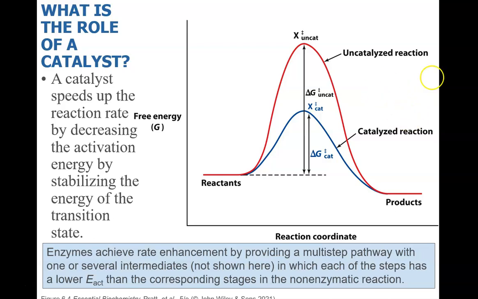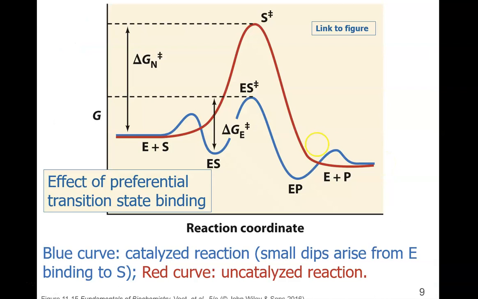But the point that is trying to be made here is that the catalyzed reaction will have a lower activation energy, and its transition state energy is going to be lower. So one of the roles, there are many roles of the enzyme, but one of the roles is to stabilize the transition state. In order to speed up the reactions the way they do, enzymes provide a multi-step pathway, again, which is not shown here, with several intermediates, and each one of the steps has a lower activation energy than any of the corresponding steps in the non-enzymatic reaction. So this is a little bit better.